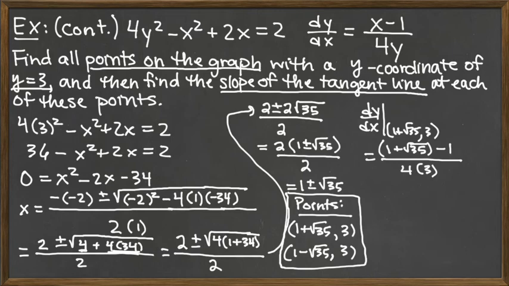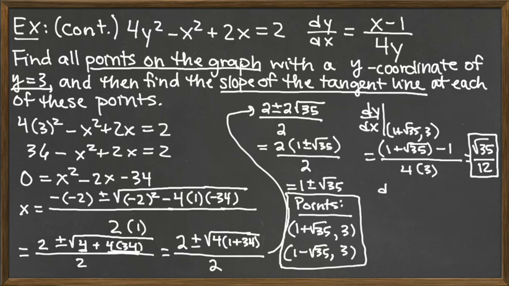So here, the parentheses that I put around the value we had for x don't really need to be there because we just have terms that are added and subtracted, and we don't have like a minus sign that we need to distribute. So we have a 1 plus root 35 minus 1. The positive 1 minus 1 cancel, leaving us with root 35 on the top, and we have 4 times 3 on the bottom, which is 12. So that would be the value of the slope of the tangent line at that first point.